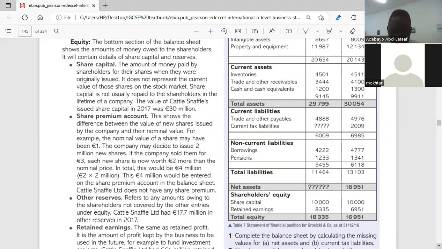Then your net assets will be your total assets minus your total liabilities, which is 29,799 minus 11,464. That will give you your net assets. So your net assets must be equal to your total equity. So that's how it is being calculated.